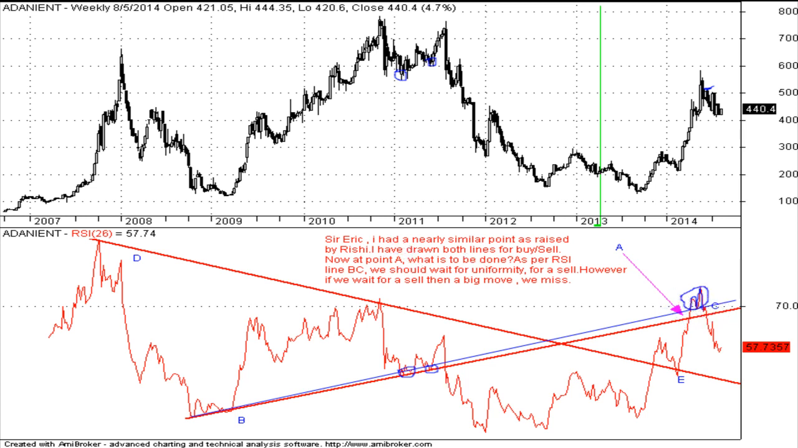In other words, my line would have been drawn slightly different, and again I would have drawn it through the lows here, here, and here. So my line would have been giving you a sell point earlier.